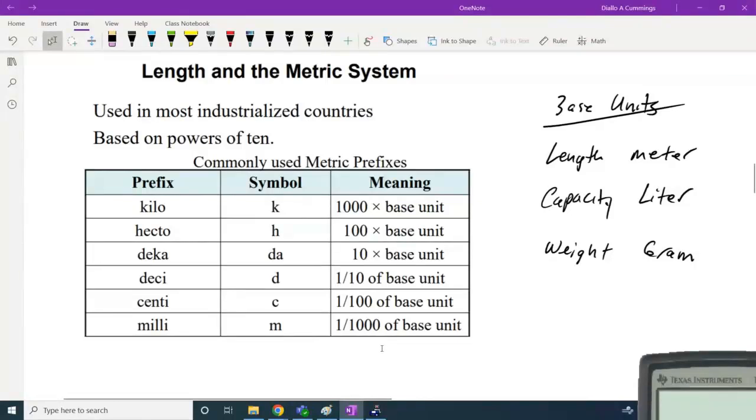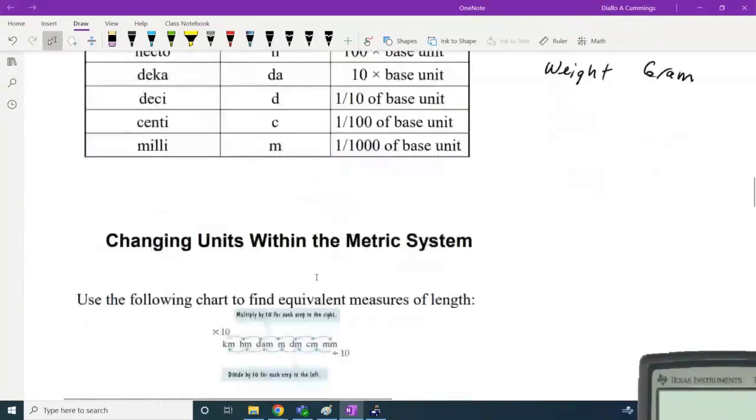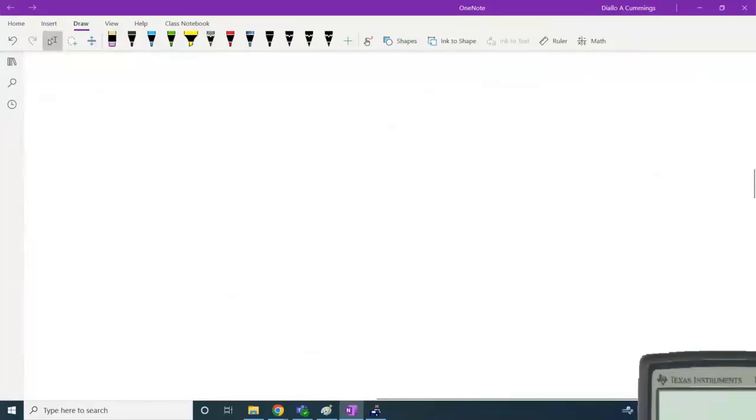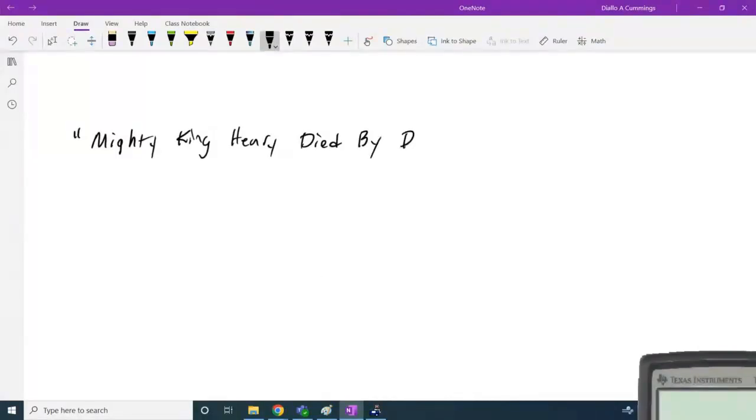Now you may have heard this saying: King Henry died by drinking chocolate. Anybody ever heard that? Okay, let me explain it. There's a little saying, and I'm going to add to this: Mighty King Henry died by drinking chocolate milk.